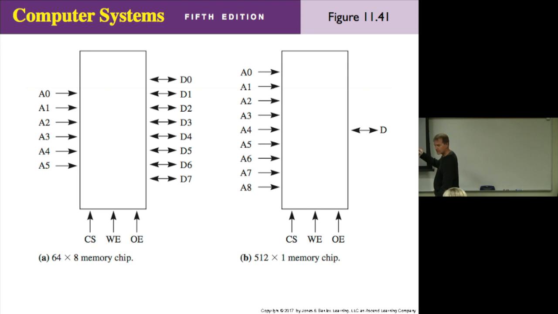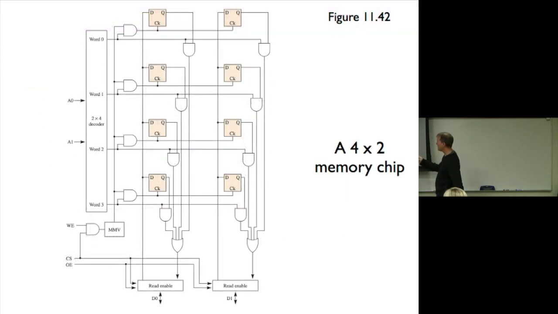What arrows do we have coming in here? Address lines, and bidirectional data, and then CS, chip select, write enable, and output enable, right? So how many address lines do we have coming in in figure 11.41? Two. So how many cells? Four. So there are four cells. And how many bidirectional data lines do we have coming out the bottom? Two.